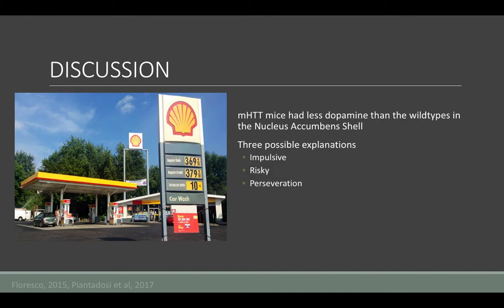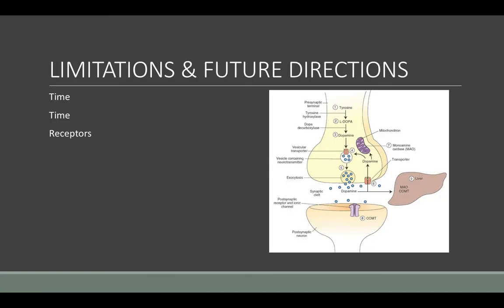And then finally, with perseveration, a decrease of dopamine has been correlated with behaviors continuing after reinforcers and punishments have been removed. So again, these people with Huntington's disease just continue to make these behaviors. And that is correlated with a decrease of dopamine within the shell of the nucleus accumbens.